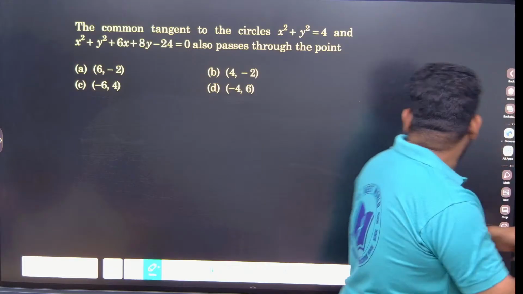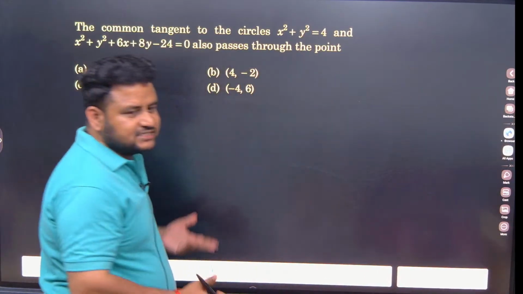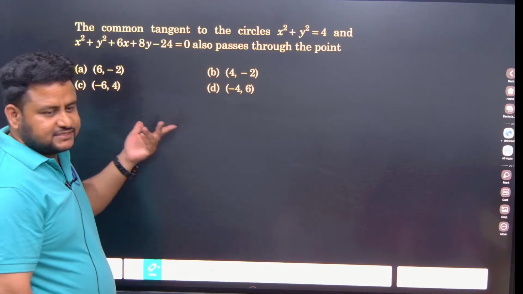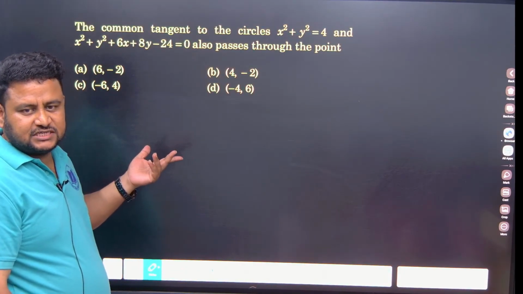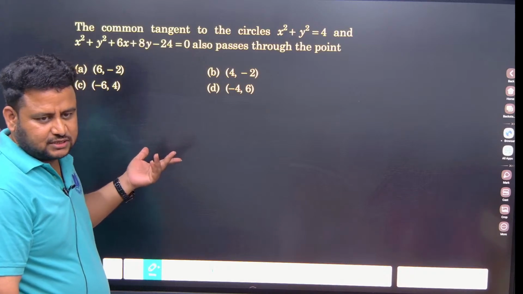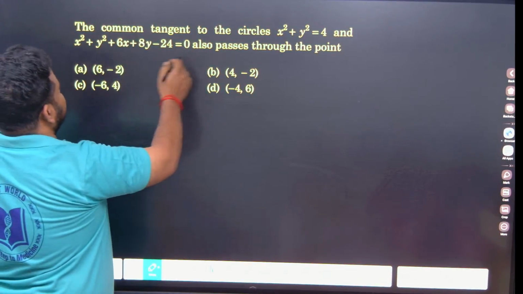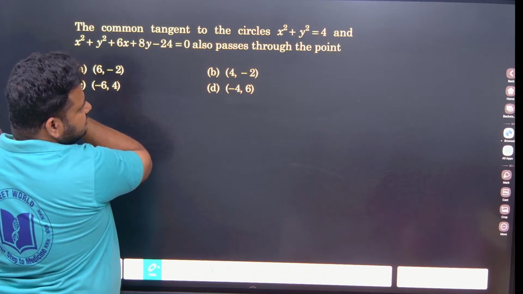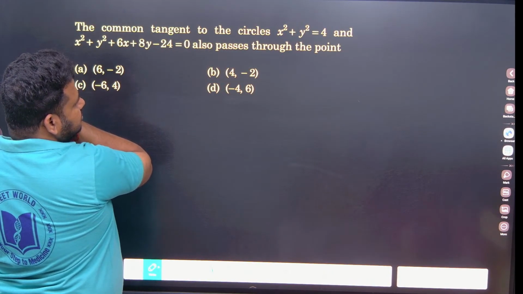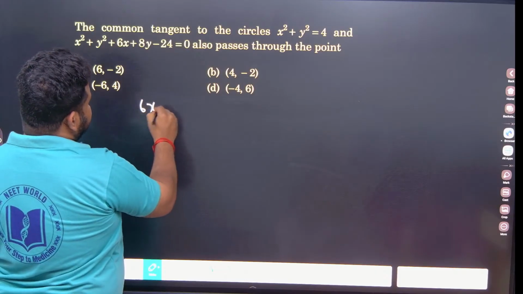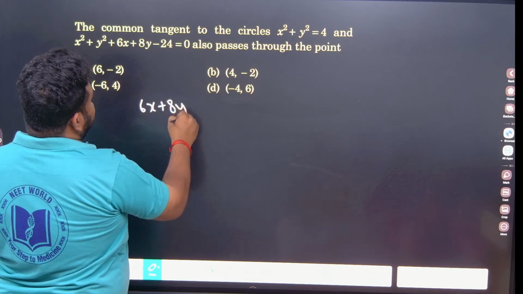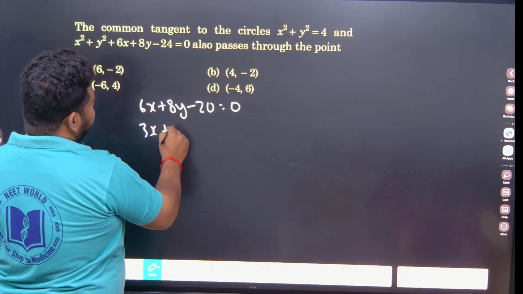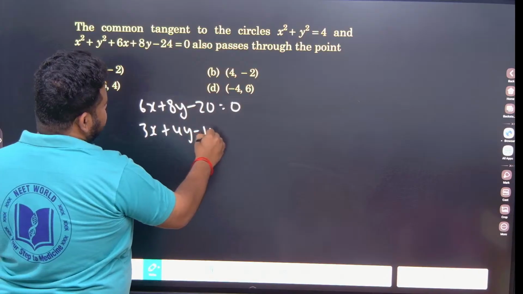Done? How to do? See, common tangent means what you should do? S1 minus S2 is equal to 0. When you do, put the points and see which is satisfying. First option, correct? See, S1 minus S2 means what? x square and y square cancel. So this will become 6x minus 6x, plus 8y minus 20, that is 3x plus 4y minus 10 is equal to 0.